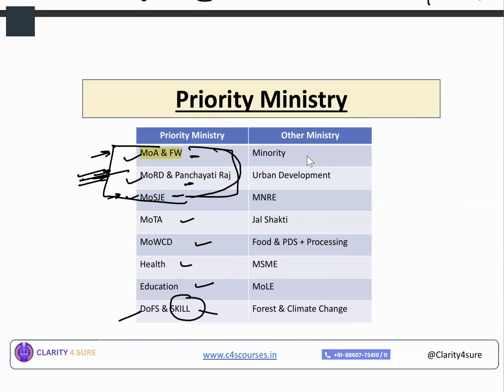Other ministries are the minority ministry, urban development, renewable energy, Jal Shakti, food processing, public distribution system, MSME, labor, and forest and climate change. So this is the priority list. These are the key ministries that are more important from the examination point of view, and the others are a little bit less important. It's not that they will not ask questions, but these are more important because they cater directly to the roles and visions of NABARD.